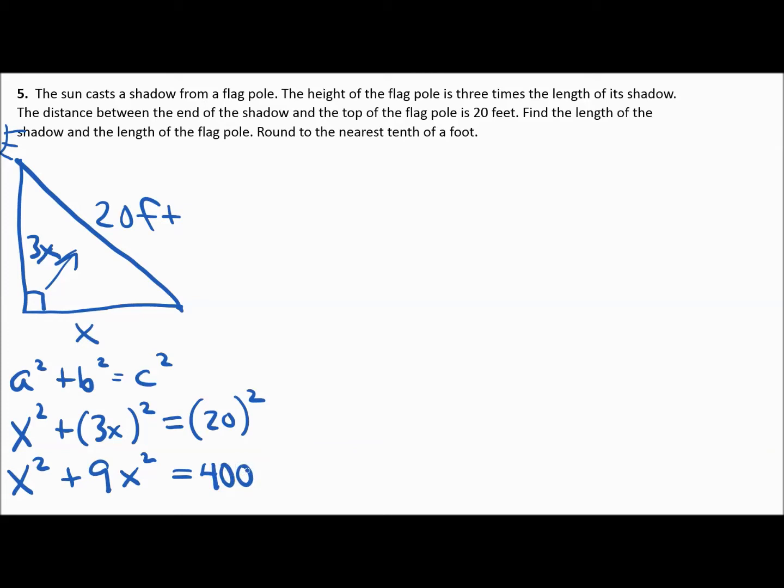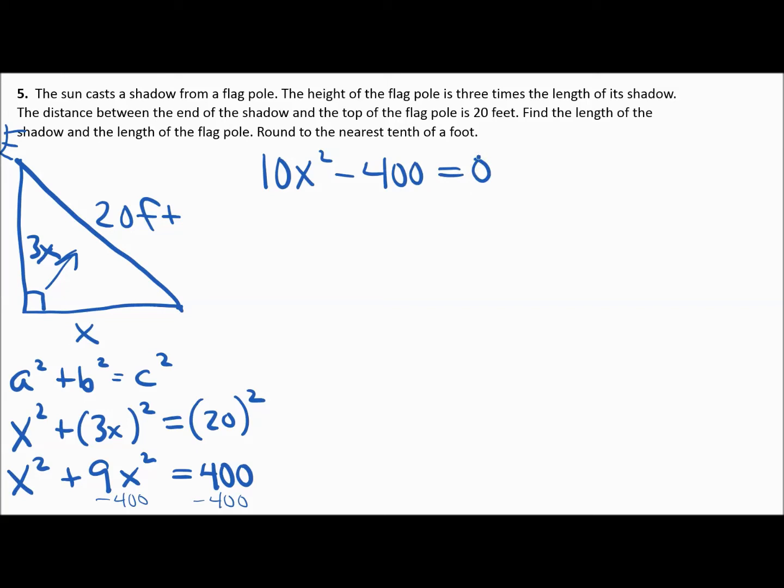And notice once again we have a quadratic equation. Our quadratic equation needs to be equal to 0. So what I'm going to do is subtract 400 from each side of my equation. That gives me x squared plus 9x squared minus 400, which we could say, really, x squared plus 9x squared, y'all, is 10x squared minus 400 equals 0.